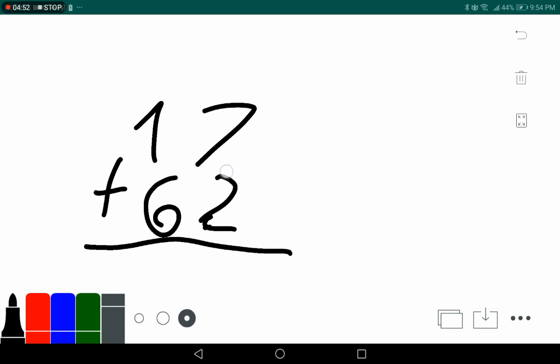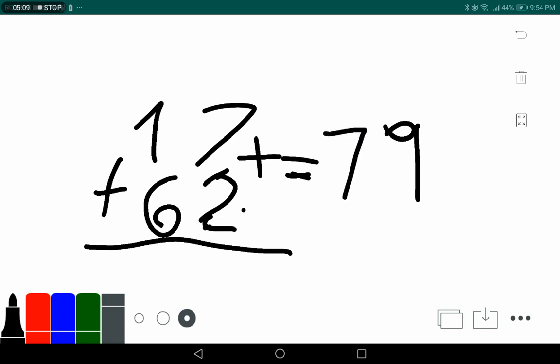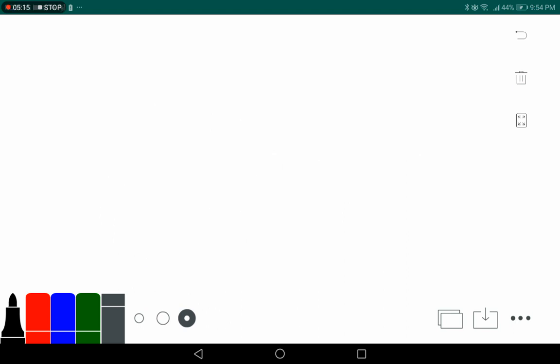So what we do is this. We can only add this number by this number, so 7 plus 2 equals 9. And this number plus this number, 1 plus 6 equals 7. So 79. Understand? Okay.